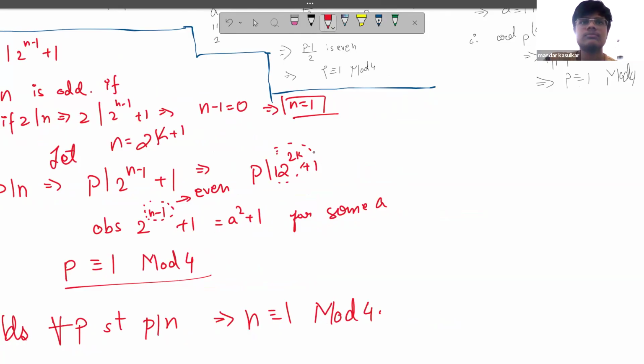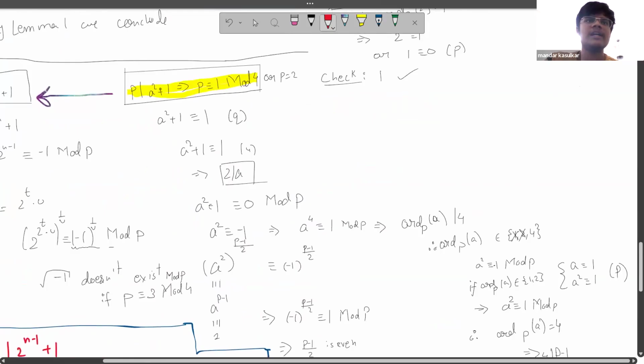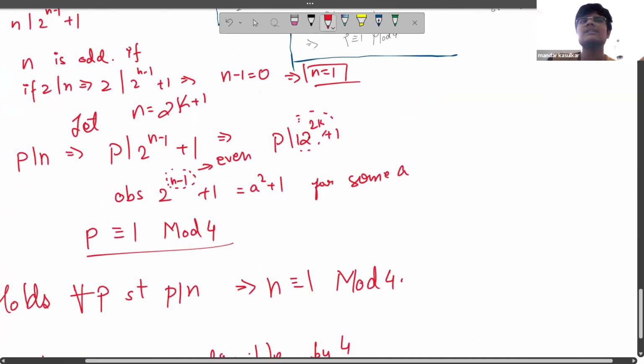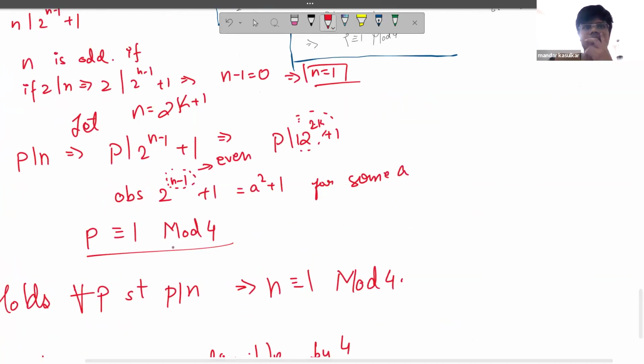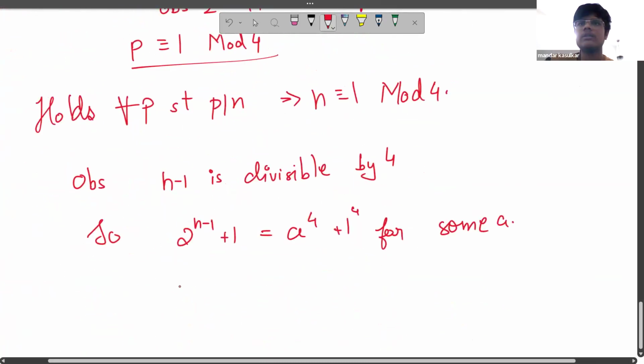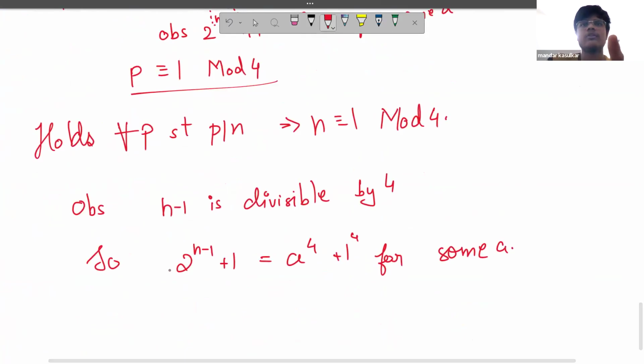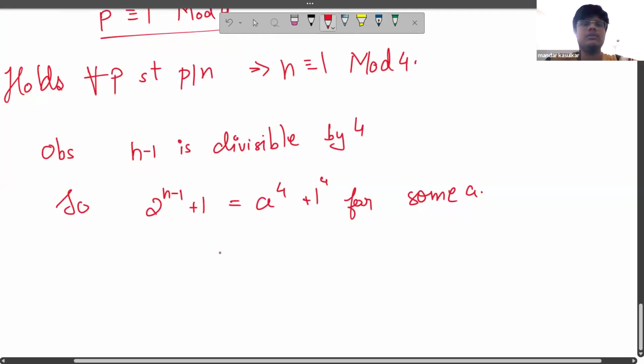Sure. Yes. And this is 1. Now we apply our lemma: if P divides a square plus 1, then P is 1 mod 4. We get that P divides a square plus 1, so we conclude that P is 1 mod 4. Is that clear? Okay. Anything else? Anyone? So I suppose this is clear to everyone.